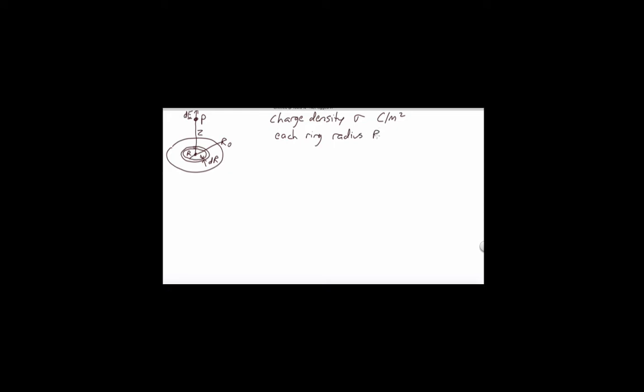and that means it has a circumference of 2 pi r, and the thickness of each ring is going to be dr. So the area of each ring, we'll call it dA, is going to be 2 pi r dr, and that means the charge dq on each thin ring is going to be sigma times 2 pi r dr.